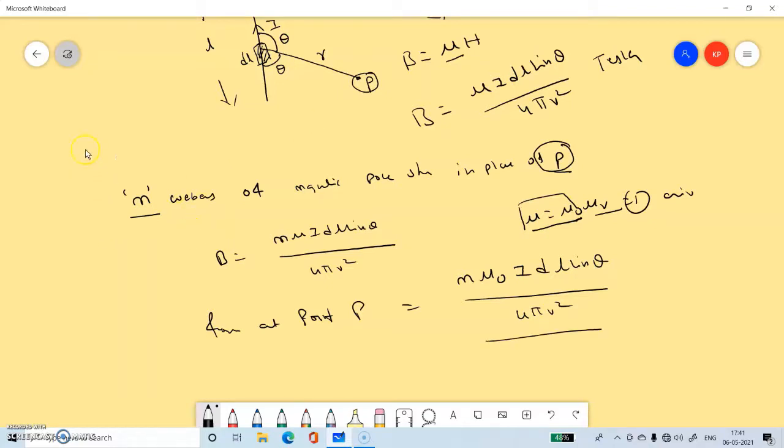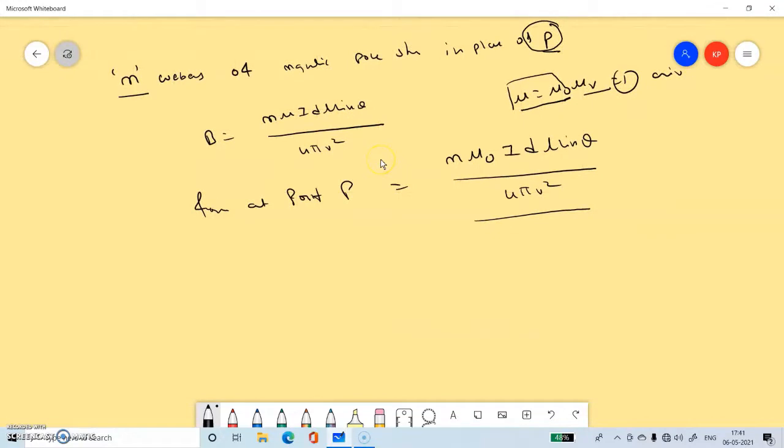Next, according to Newton's third law of motion, if a conductor carrying current exerts a force on the pole, in the same manner a pole exerts some force on the conductor also. That means for every force there will be an opposite and equal force. If some force is acting at a point P, then some force by the pole will also act oppositely on the conductor.